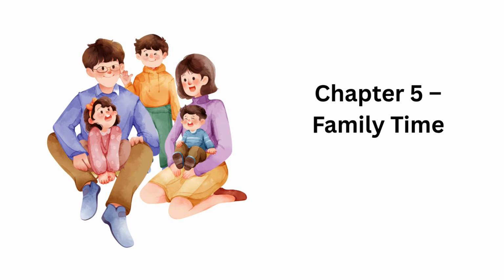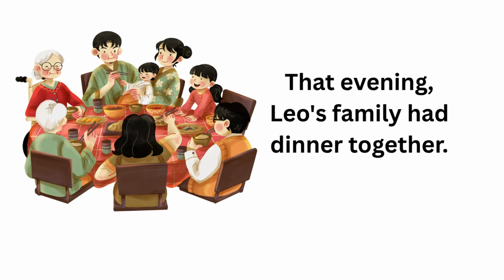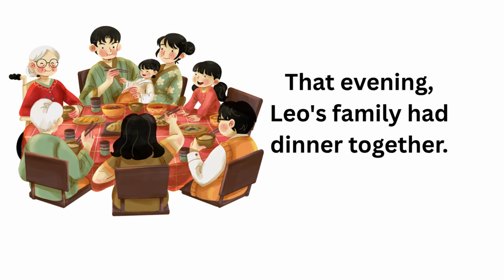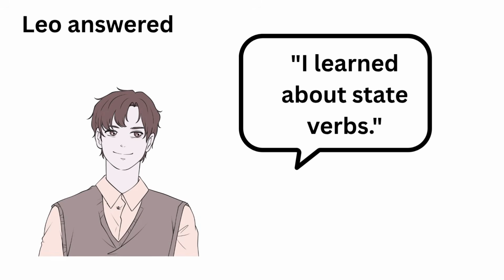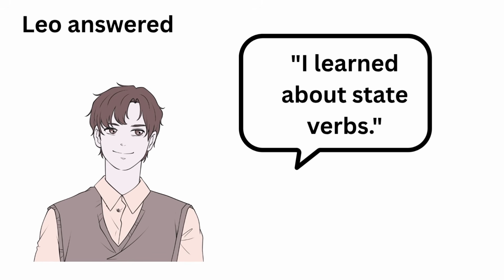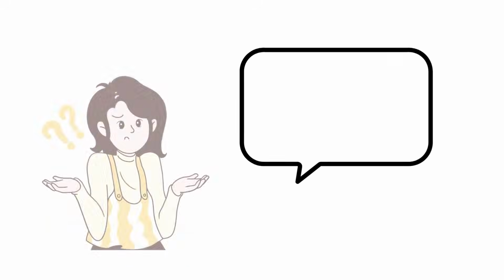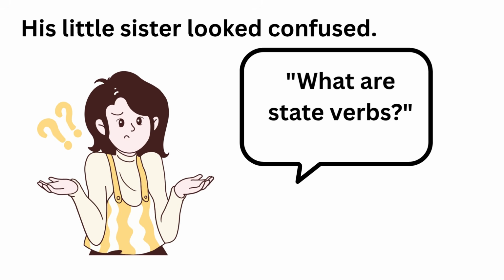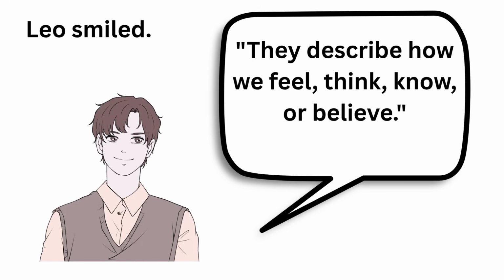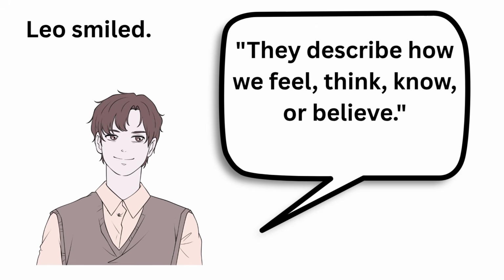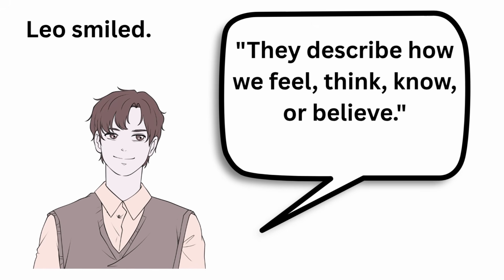Chapter 5. Family Time. That evening, Leo's family had dinner together. His father asked, What did you learn today? Leo answered, I learned about state verbs. His little sister looked confused. What are state verbs? Leo smiled. They describe how we feel, think, know, or believe.